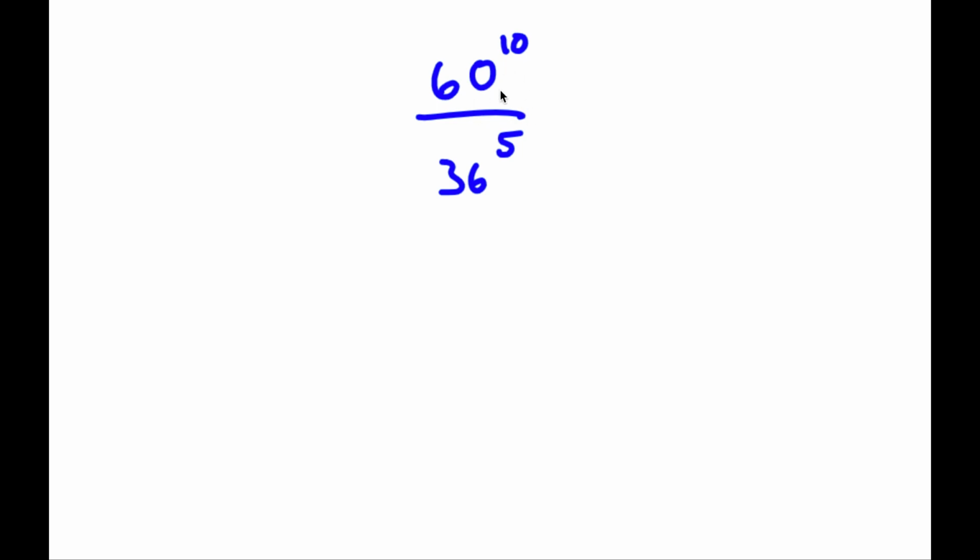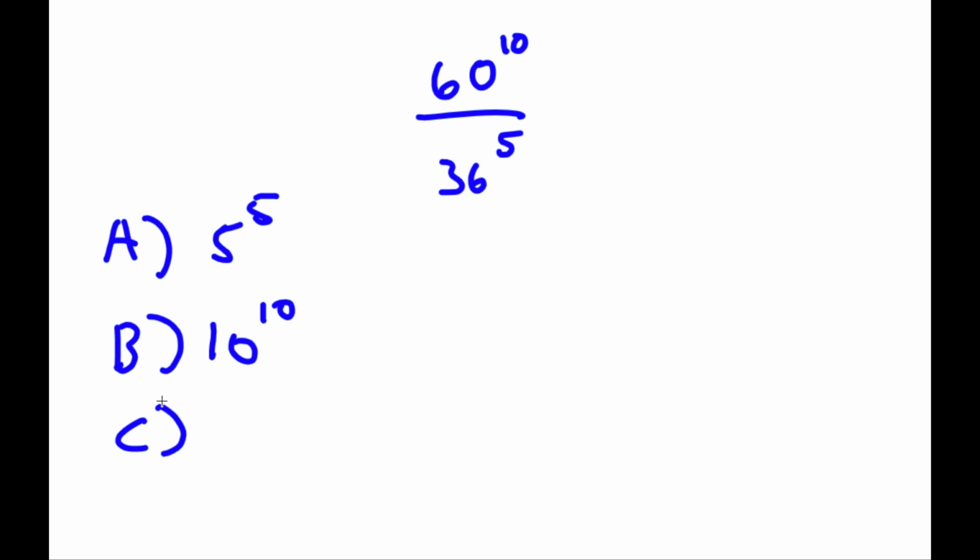Alright, so I have 60 to the power of 10 over 36 to the power of 5. So I have 4 multiple choice answers which you guys can try to solve. A, this is 5 to the power of 5. B, this is going to be 10 to the power of 10. C, it's going to be 12 to the power of 6. And D, it's going to be 8 to the power of 6. So if you guys want, you can go ahead and pause the video and try to solve this problem now.